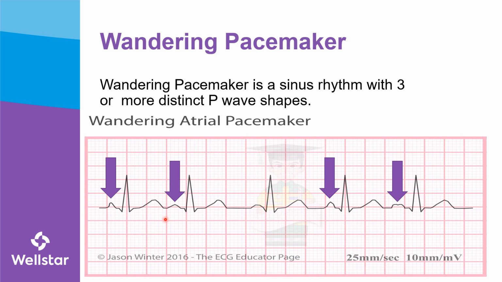A wandering pacemaker would be when you have 3 or more distinct P wave shapes. Another indicator of an abnormal P wave would be something like a premature atrial contraction. So you have an extra beat that's causing another beat in the heart rhythm. And we'll see that here in a bit.